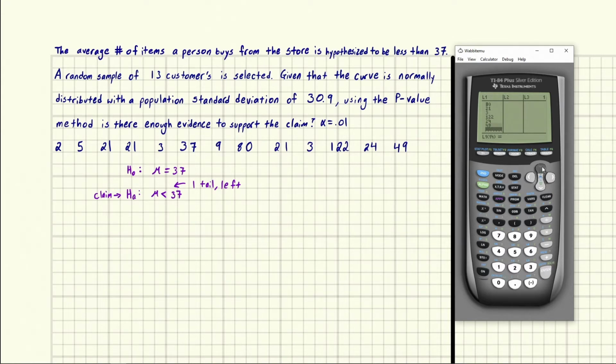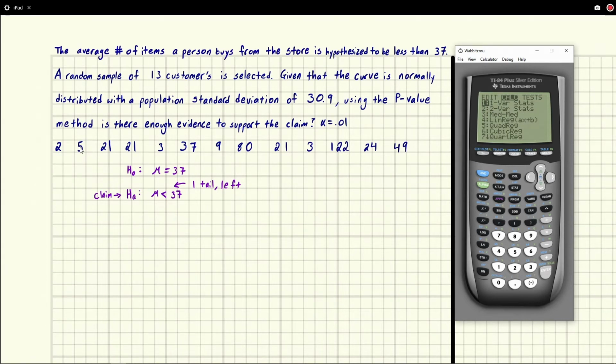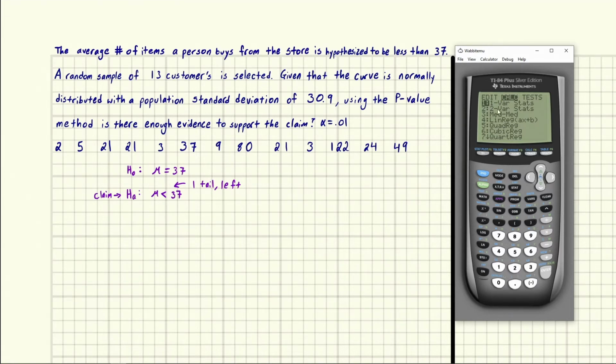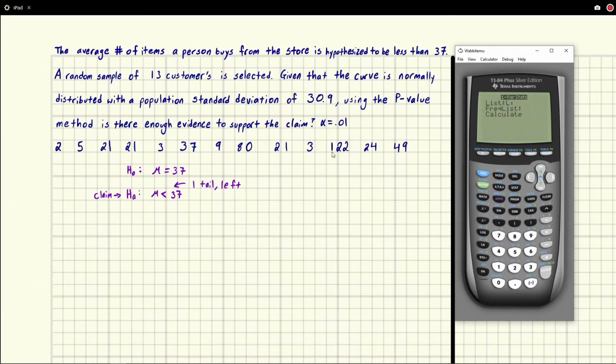If we go back and double check this, first make sure we've got 13 items, which we do, so that's good. 49, 24, 122, 3, 21, 80, 9, 37, 3, 21, 21, 5, and 2. Perfect. Now we're going to go into stat, go to calculate, and I'm going to use one var stats to get the numbers. You could just use the mean formula, but if you're going to use the calculator method, it's convenient to have them in a list. But first I'll show you doing it manually, well, manually using the calculator to get the mean.